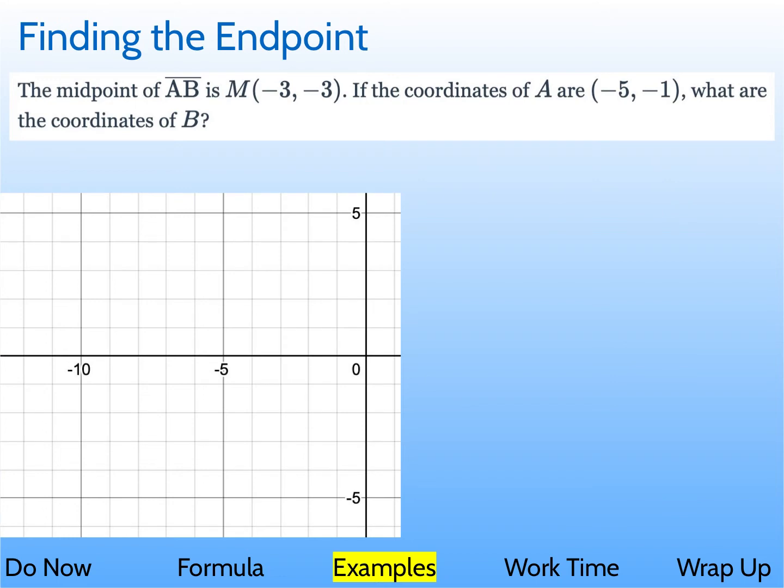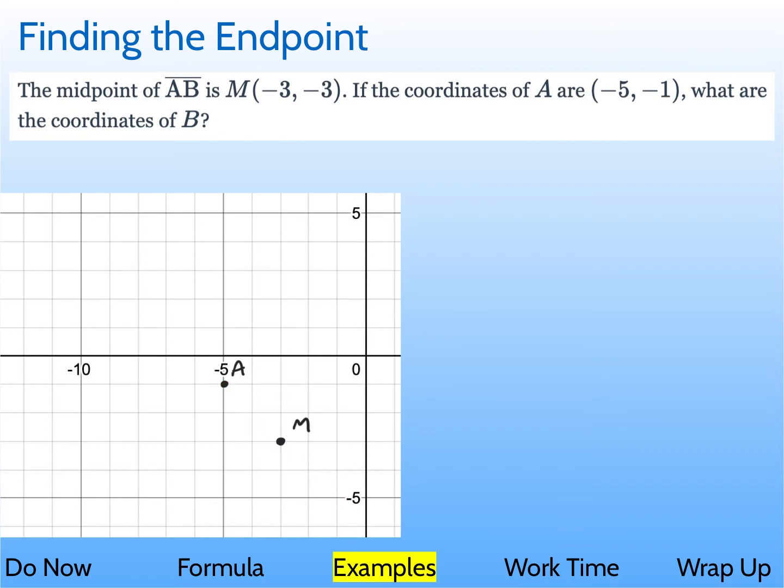Okay, now these questions are a little bit trickier. So you're finding the endpoint. And what they do, they give you the midpoint, M, and they give you the coordinates of one of the endpoints. You have to figure out where's the other endpoint. So first off, let's graph these 2 points. So here we have A and M graphed, and remember, M is the midpoint from A to B. So basically, B is going to be right here.